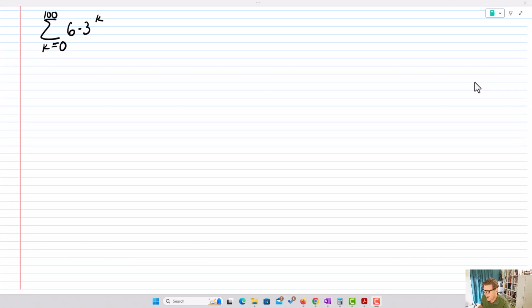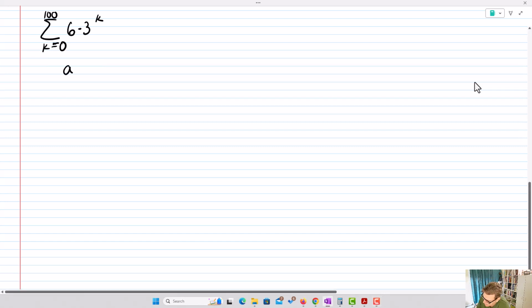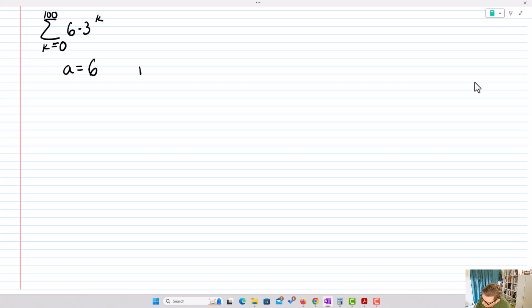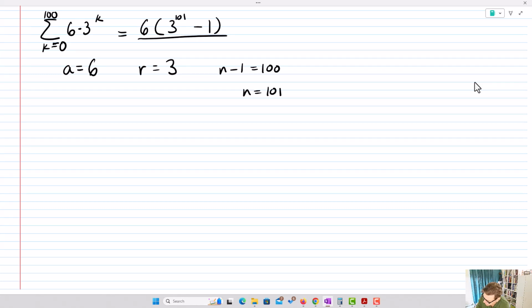Let's now take a look at some examples. We've got the sum k equals 0 up to 100 of 6 times 3 to the k. The first thing I want to do is note that a, my first term in the sequence, is 6. Then my r is equal to 3. And n minus 1 is equal to 100, so that means n equals 101. We just add 1 to both sides. So my summation is going to equal 6 times 3 to the 101 minus 1 over 3 minus 1, or over 2.